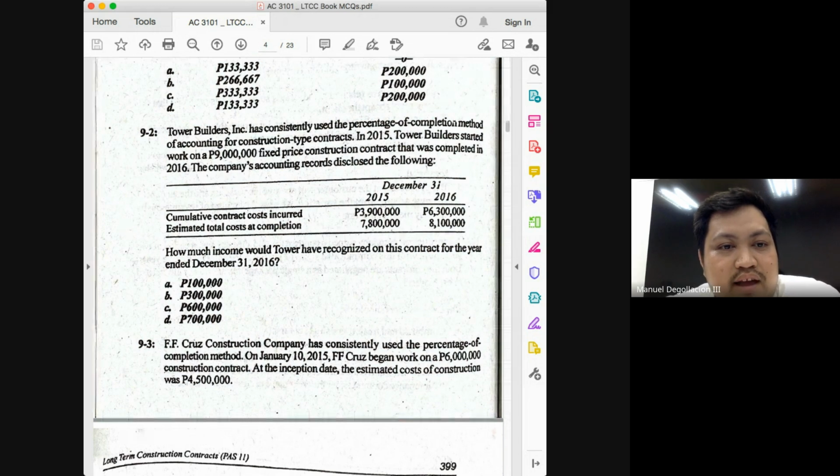Okay, and then next is to solve for our percentage of completion. What are the two things we need to solve for the percentage of completion? Cost incurred to date and the cost at completion. Do we have our cost at completion again? Yes. Do we have our cost incurred to date? No, sir. Okay, it's worded differently.